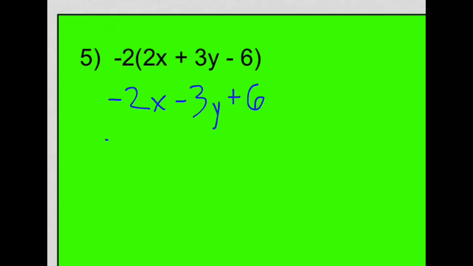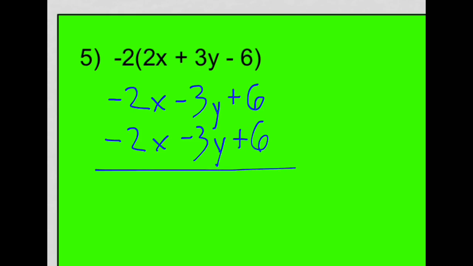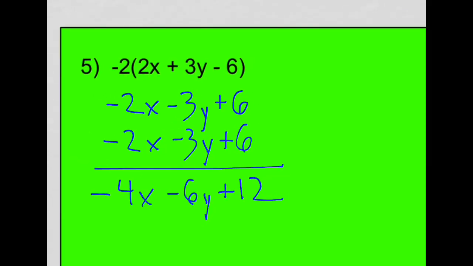So negative 2x, negative 3y, positive 6. We did that 2 times. Let's total it up. Negative 4x, negative 6y, positive 12. And that's as far as we can take that because we can't group up the like terms any further.